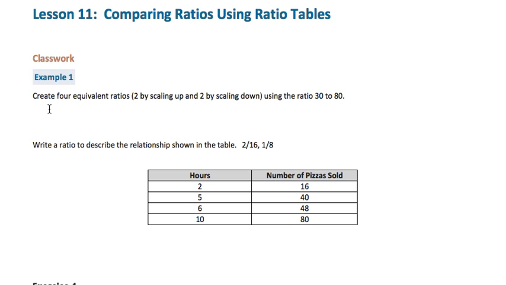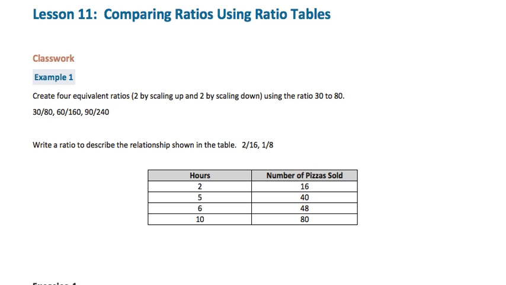So we'll start off by scaling up. That's something we've done many times over. If we have the ratio 30/80ths, we can scale up by multiplying both 30 and 80 by 2, which would give us 60/160ths. And then we could make another equivalent ratio by multiplying both 30 and 80 by 3, and that would give us 90/240ths.